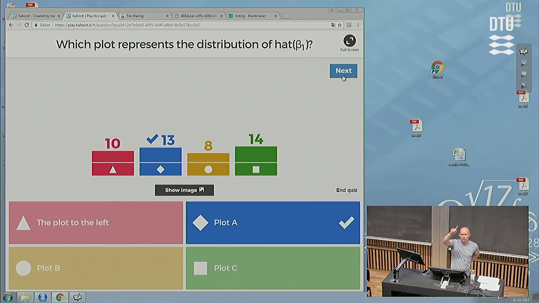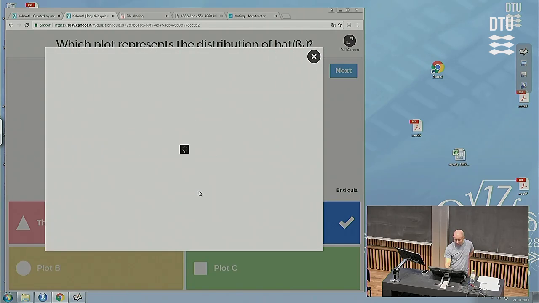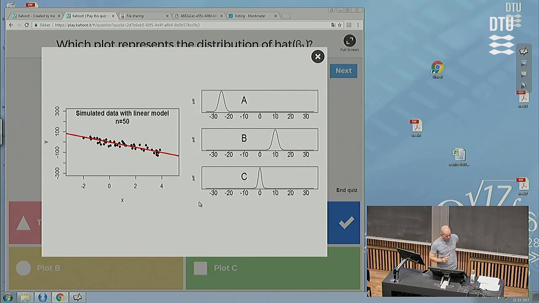The A plot was the only one with a negative mean, right? And the slope was negative. And the sampling distribution will sort of distribute around the slope itself, the value of the slope, right? So it was the one that topped on the negative side, that was the A. Show image. I didn't realize I had this little feature. That's, of course, obvious. Nice.